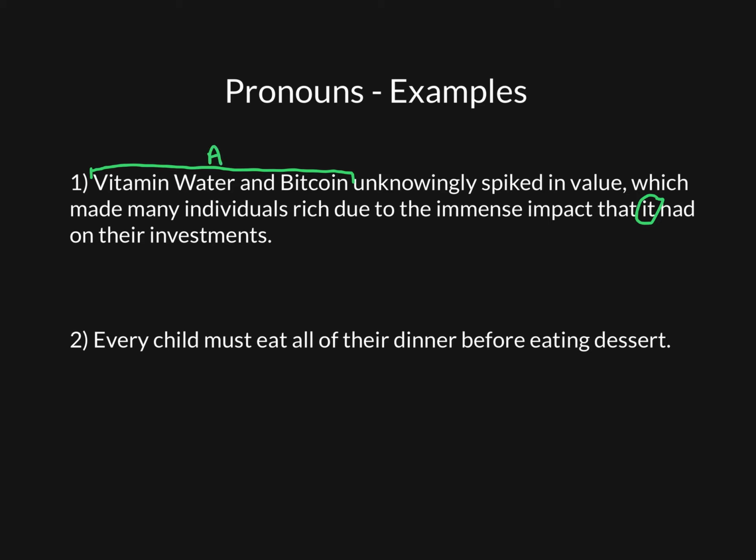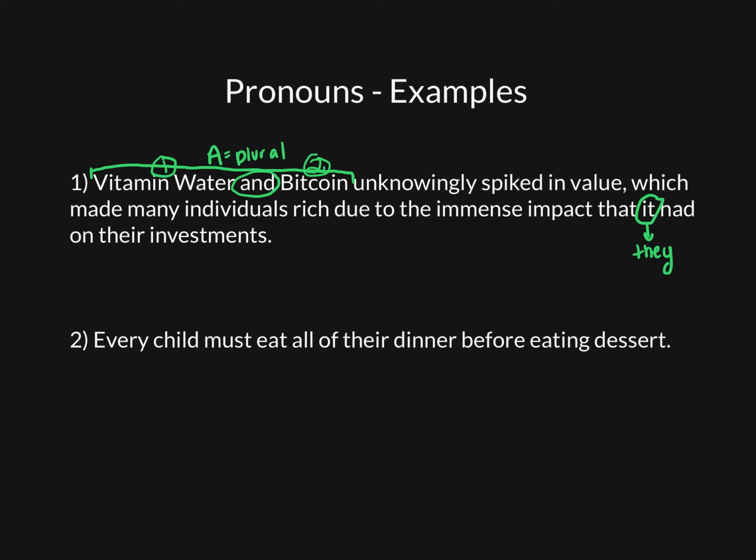So considering we want to see, is vitamin water and Bitcoin singular or is it plural? Because a lot of people think since vitamin water and Bitcoin is a thing, we'll indicate that with it. However, they indicate something plural regardless of it being a person or being a thing. So since vitamin water and Bitcoin are joined with an and, it means we have two things. We have one thing and two things, meaning this antecedent is going to be plural. And considering our antecedent is plural, we will have to change it to they.